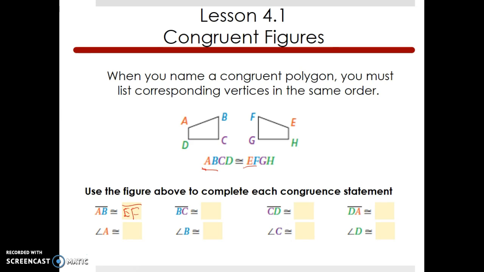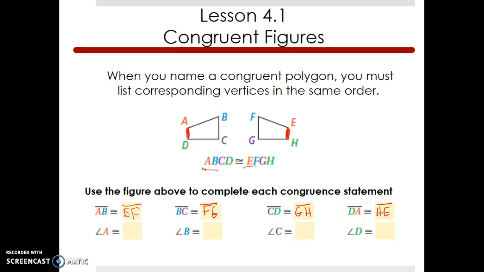BC goes with FG. CD is congruent to GH. And DA, this line, is congruent to HE. So again, if you're putting D first, you have to make sure you're putting H first.